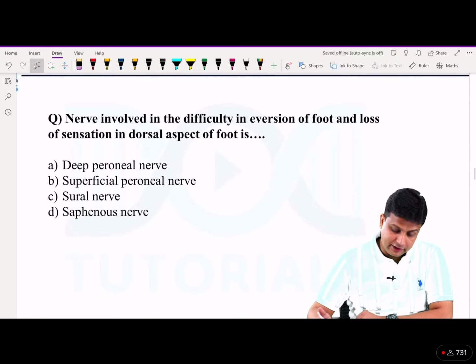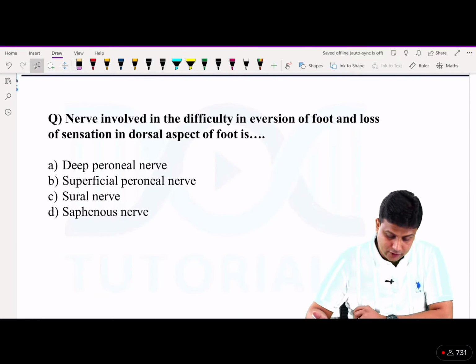Next one, the nerve involved in a difficulty in eversion of the foot and loss of sensation in the dorsal aspect of the foot, guys. Okay, fine.